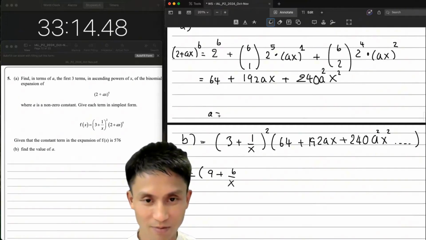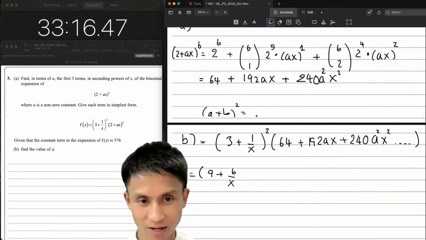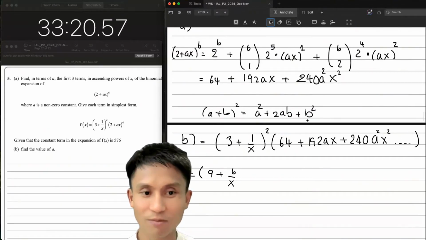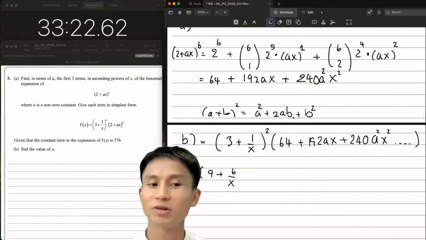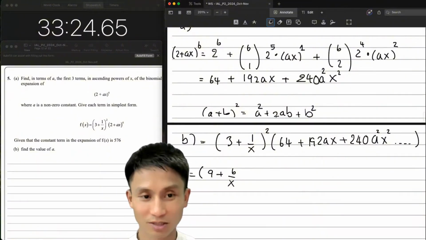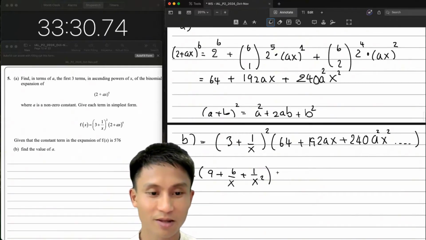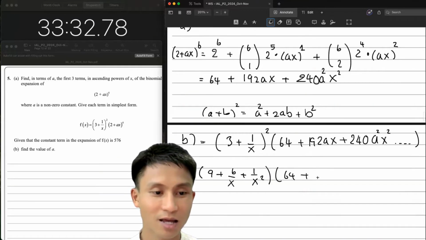I'm using (a + b) squared. It is faster if you remember this, because I've seen my students having to expand manually all the time. But if you remember this, it's faster, because I'm doing this right now. And the last term being 1 over x squared. So that's 1 over x squared down here. And all that again, right?